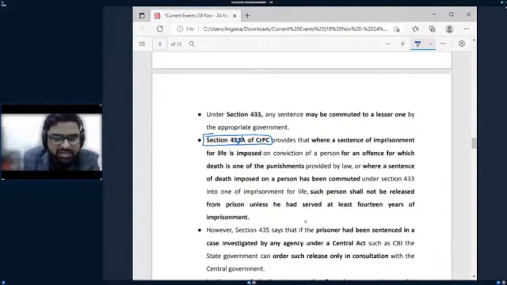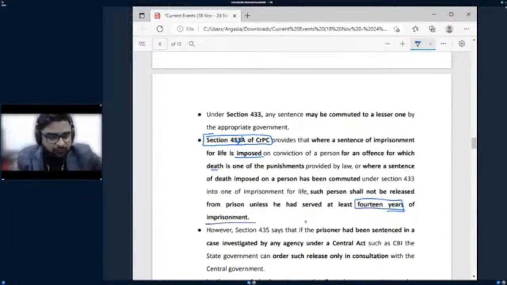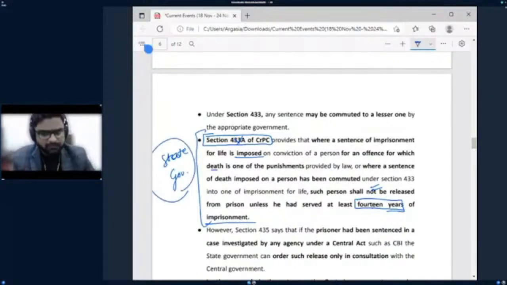So देखिए, under 433, the state government can reduce the sentence where imprisonment for life is imposed, or you are in jail for an offense for which death can also be given. मान लीजिए rape के case में you can also get death penalty. So that will be considered as this case. In this case, if you have served for 14 years, then you can be freed. But this is the power of the state government. Halaki, it is implemented by the order of the governor himself. Clear hai? The criteria is 14 years.